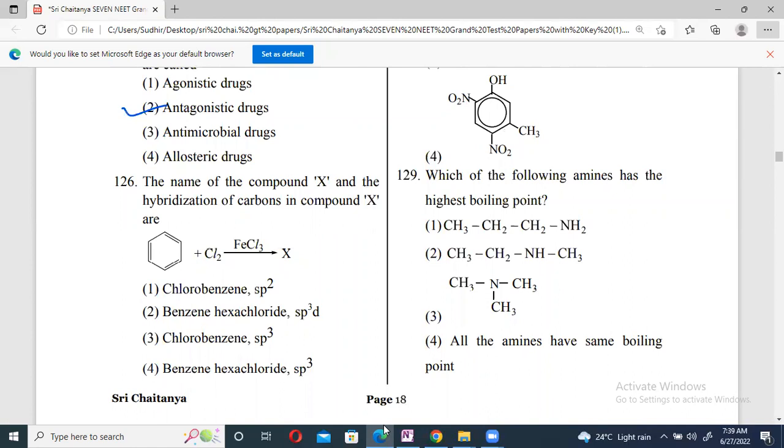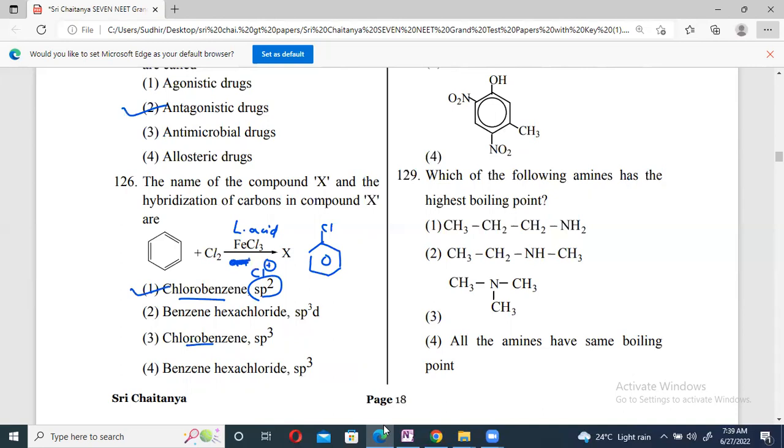The name of the compound X and the hybridization of the carbon in the compound is. See, beta, chlorine we are adding to the benzene with FeCl3. You know, FeCl3 is a Lewis acid, and in presence of Lewis acid, it is going to produce an electrophile Cl plus. Because Cl plus will attack over the benzene ring, and I will get here benzene with the Cl. So the compound X should be chlorobenzene. All the carbon in this one is sp2 hybridized. That means option 1 is correct.